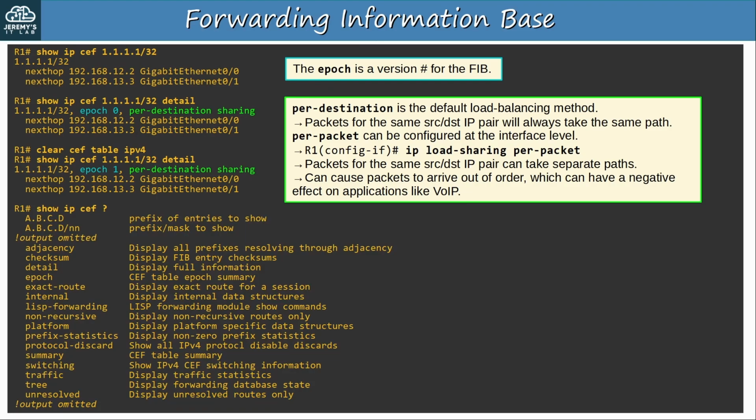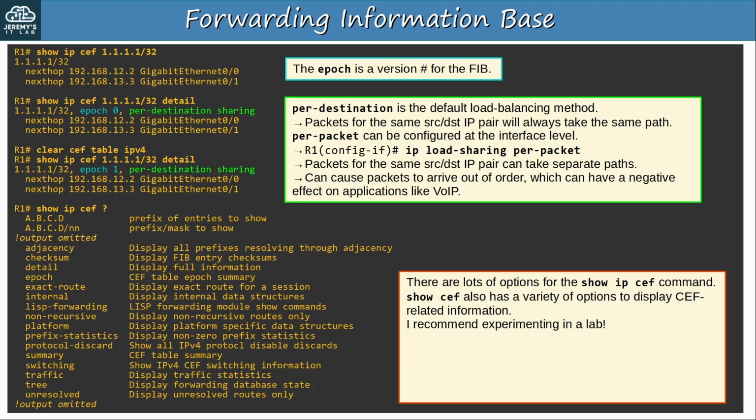Anyway, here are some more options for the show ip cef command. There are lots of options that display different info, and also the show cef command has a variety of options. I recommend experimenting in a lab and checking out some of the different commands available. For now, just remember the basic contents of the FIB: destination prefixes, next hops, and interfaces. To summarize the general purpose of the FIB, it's used to quickly look up the next hop IP address and the egress interface of packets.